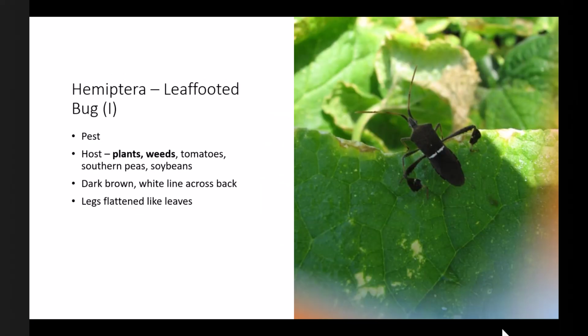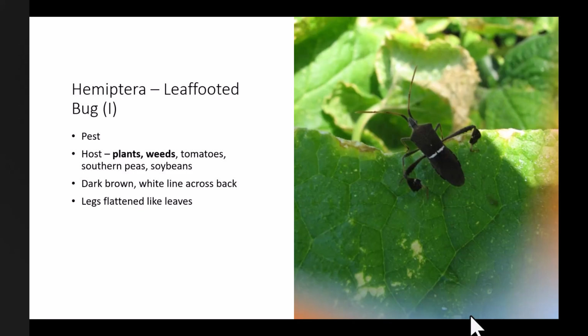Leaf-footed bugs are another pest. They have a flattened hind leg that gives them that name, leaf-footed bug. They're going to be found on a number of different plants or weeds. For the contest, no plants or weeds, but they are also found on tomatoes, southern peas, and soybeans, along with other plants. They all have that flattened leaf.